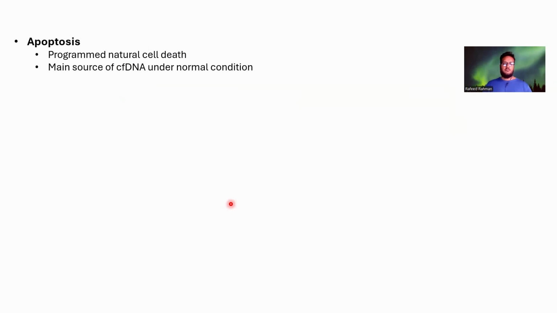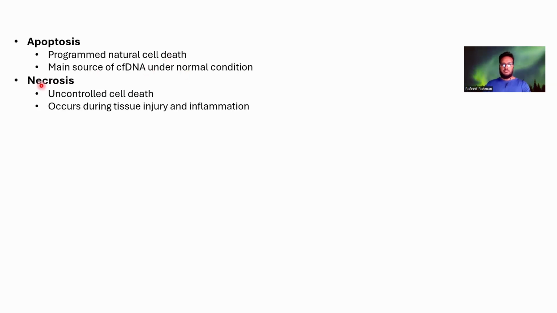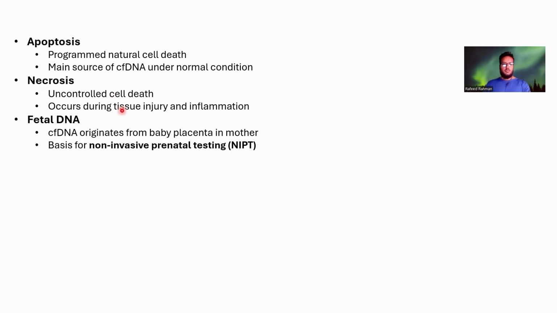The first and very natural process is apoptosis, because your body is programmed to kill your cells when they are very old. It is a natural process, and that is the main source of cfDNA under normal conditions. Then you have necrosis, which is uncontrolled cell death, and this happens when you have some kind of injury or inflammation in your tissue. Then we also have fetal DNA.